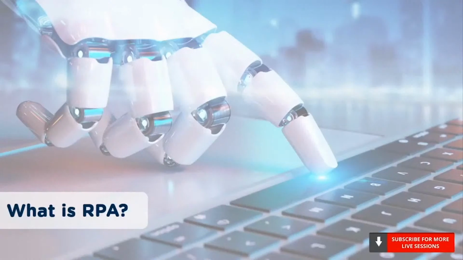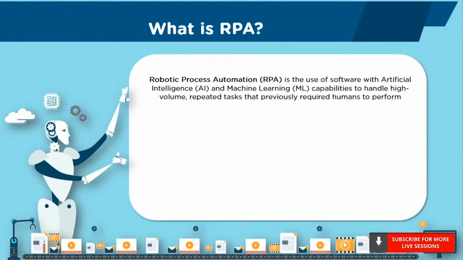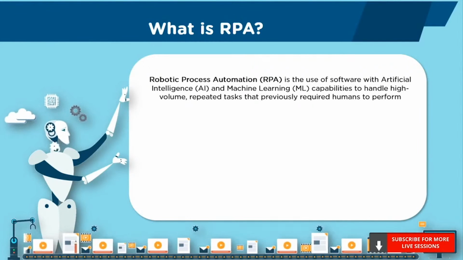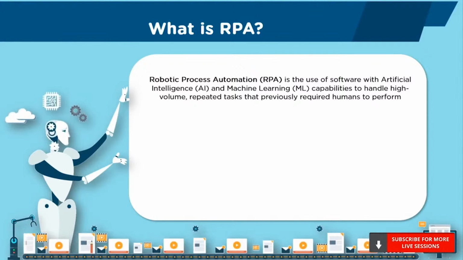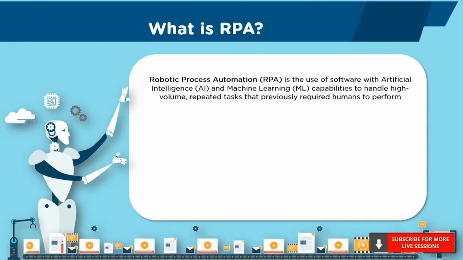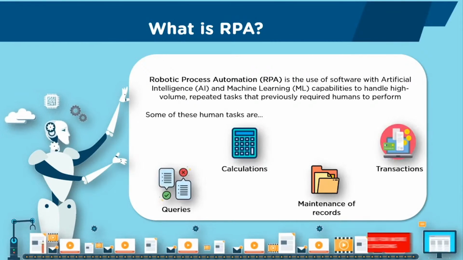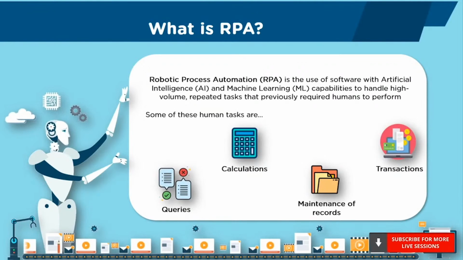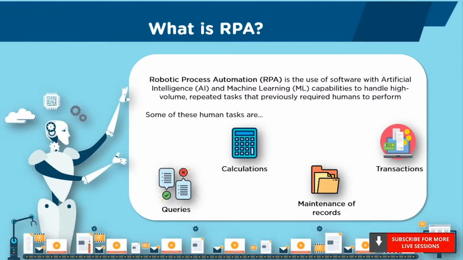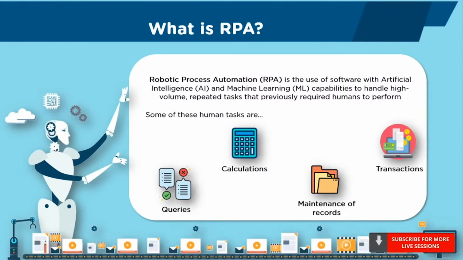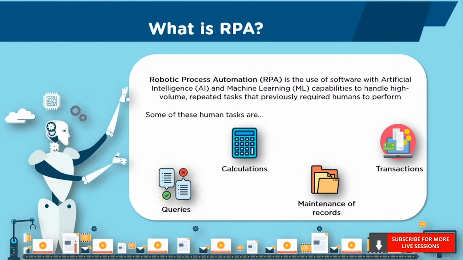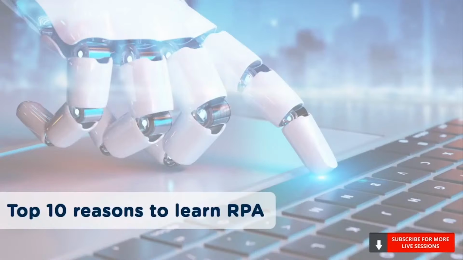So what exactly is RPA? Robotic Process Automation is the use of software with artificial intelligence and machine learning capabilities to handle high-volume, repeated tasks that previously required humans. Now, some of these tasks include addressing queries, making calculations, maintaining records, or even making transactions. So, why is RPA gaining popularity so rapidly, and why do companies and techies have RPA perspectives? So, here are the 10 reasons why one should learn RPA.